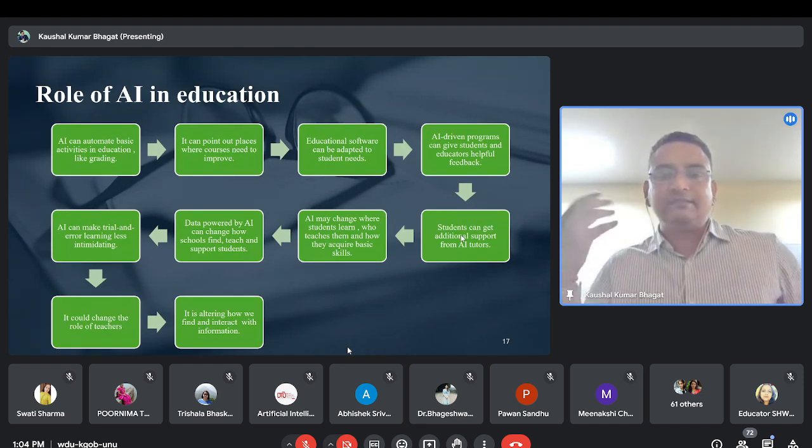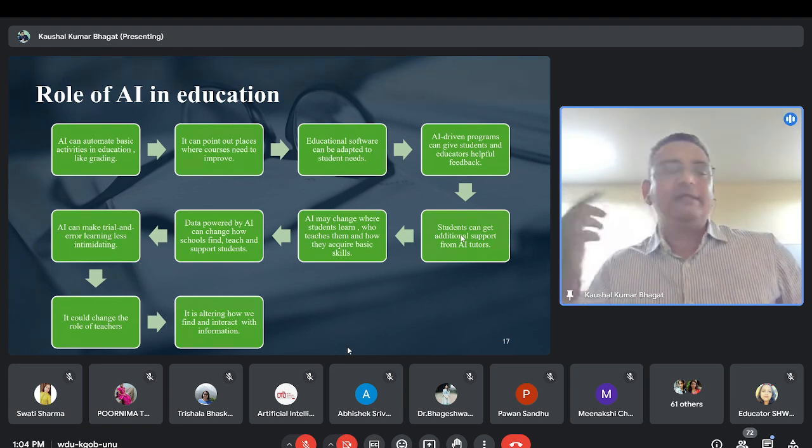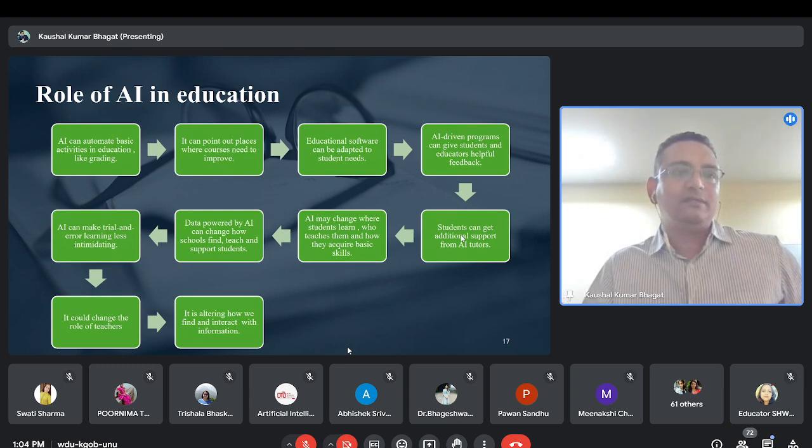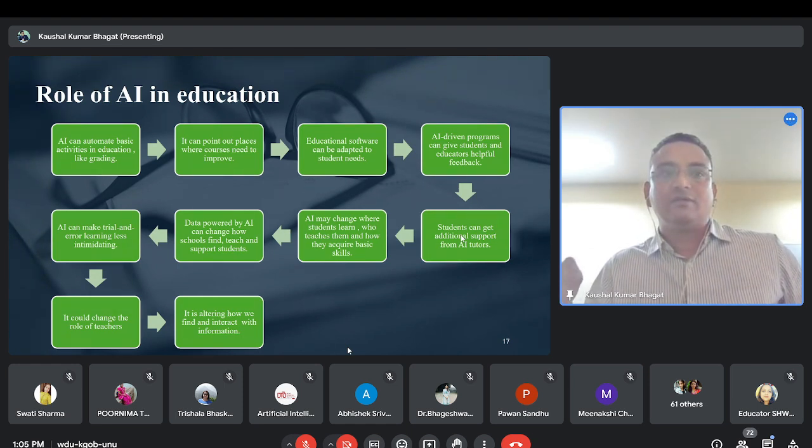Based on that, some kind of solutions could be provided, right? So for any technology implemented in the school system or any kind of education system, it is very important that it should not increase the load of the teachers; rather, it should decrease the load of the teachers, right?